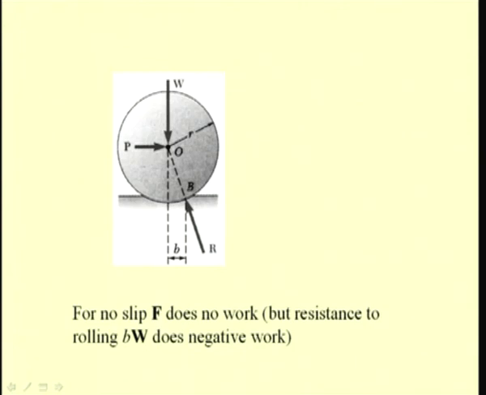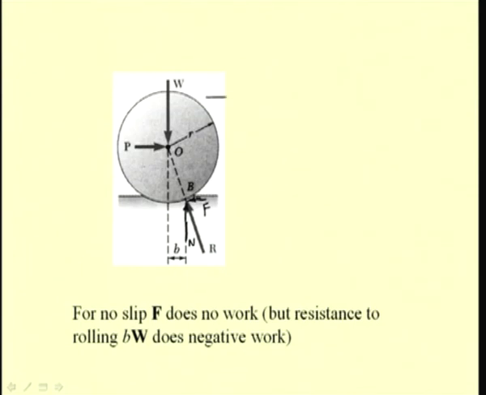and that rolling resistance is given by B W. Again, if we assume that no slip occurs at this point B, then at this point we have the frictional force F and the normal reaction N. This N compensates for the weight, and this frictional force F is equal and opposite to the applied force P. If we assume that there is no slipping at this point B, then this force F does not do any work, but this moment, that is W B, which is the rolling resistance, does a negative work.